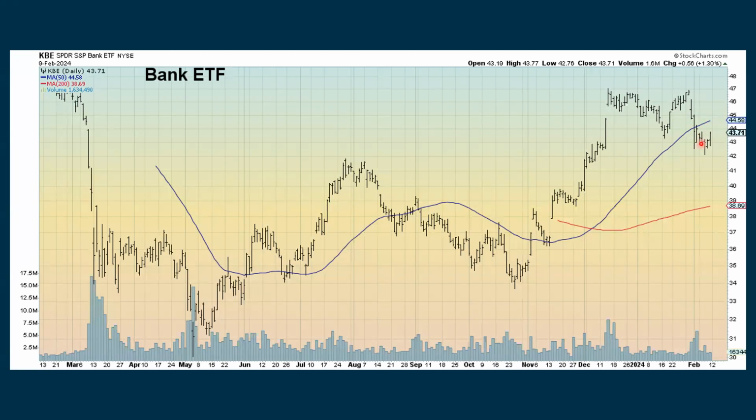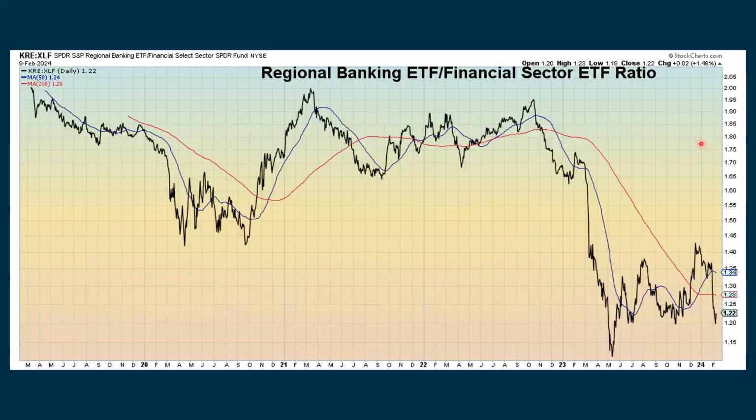We're also keeping an eye on regional banks, and we're wondering, is that an isolated case, or is there more news yet still to break? This is the regional banking ETF, and we compare it with the financial sector.